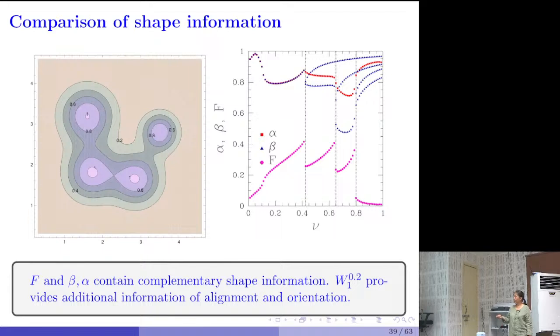But the new thing from alpha, from the Minkowski tensor, which is not there in F, is the alignment and orientation, which I have not plotted.